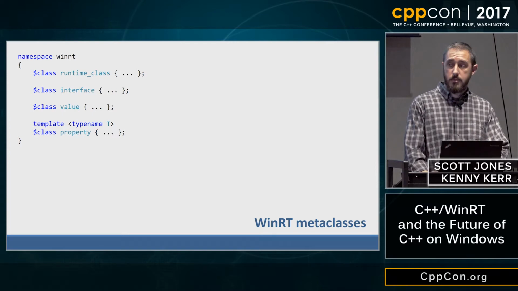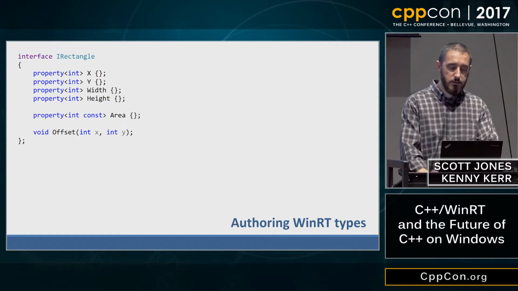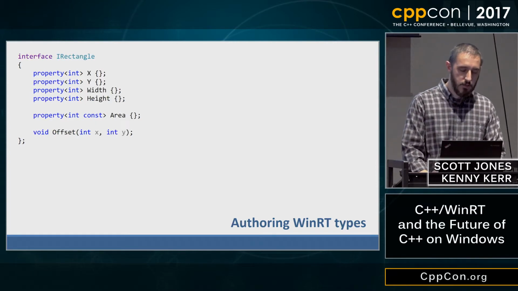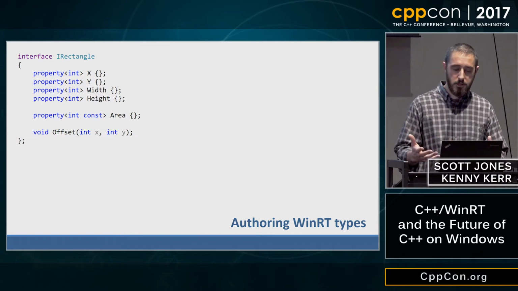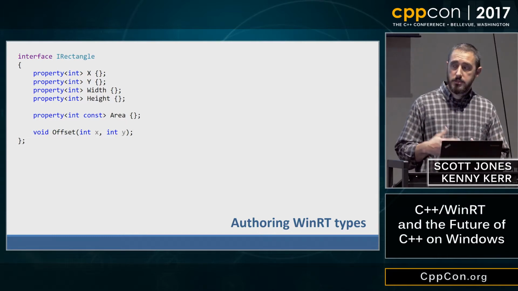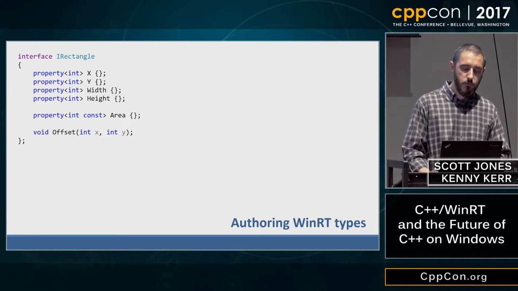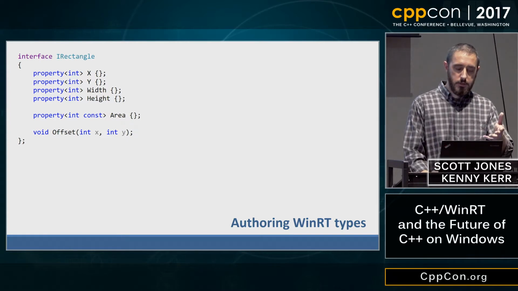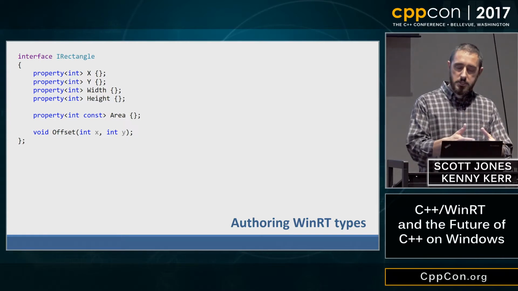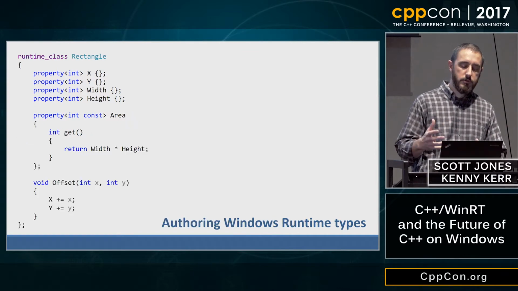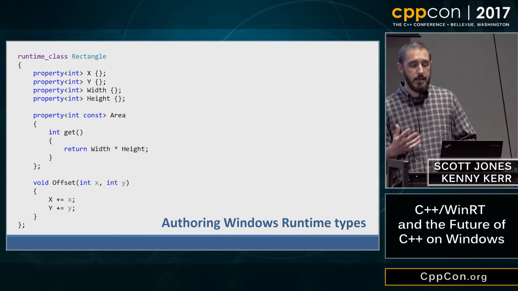So what might an implementation look like? Well, here's a rectangle interface. So WinRT has interfaces and classes. This is just a class, but it's a meta class. It's based on a meta class, and so we can use the compiler to give us the declarations for those things, and then we can go even further and say, well, here's both the declaration and a definition.